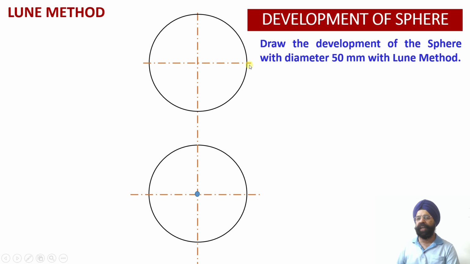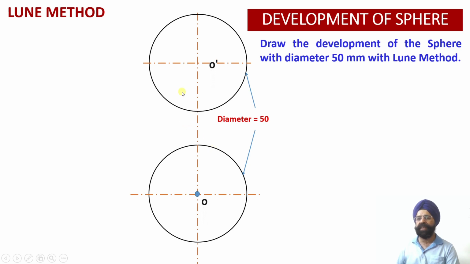So this is the front view of the sphere, which will be looking like a circle, and this is the top view of the sphere. And obviously the diameter is equal to 50 millimeter. Since we are required to draw the development of a sphere with diameter 50 mm using the lune method, the front view we have drawn, top view also we have drawn.